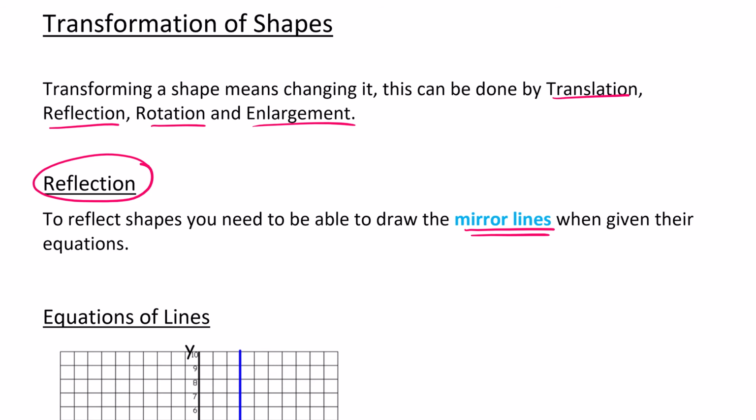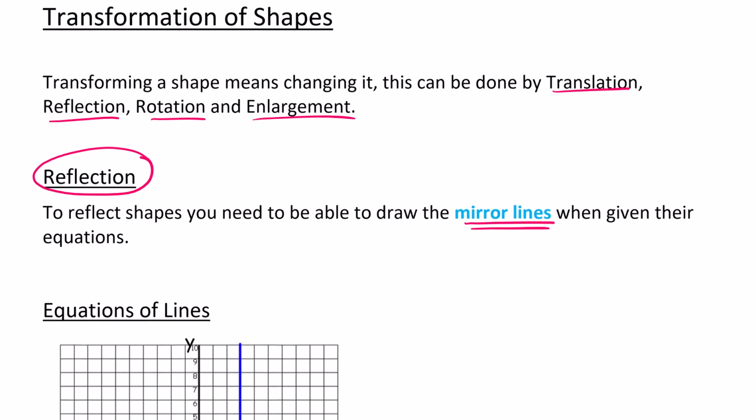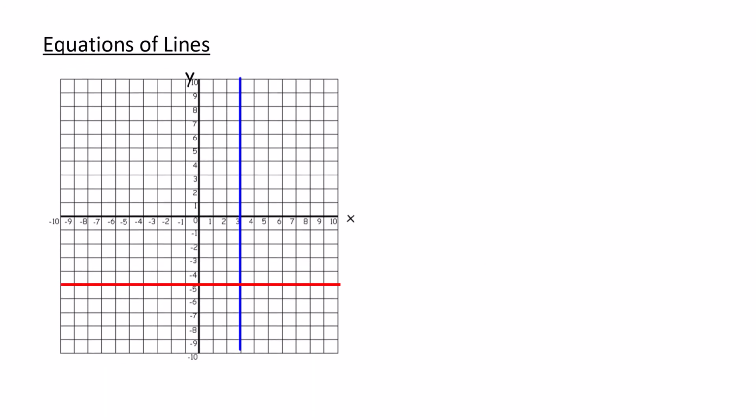And there are some equations of lines that you need to know very well. So I'm going to have a look at that. The first type of lines are x equals lines. So this blue line here is the x equals 3 line. That's the equation of the line. You can see that this line cuts the x-axis at x equals 3.